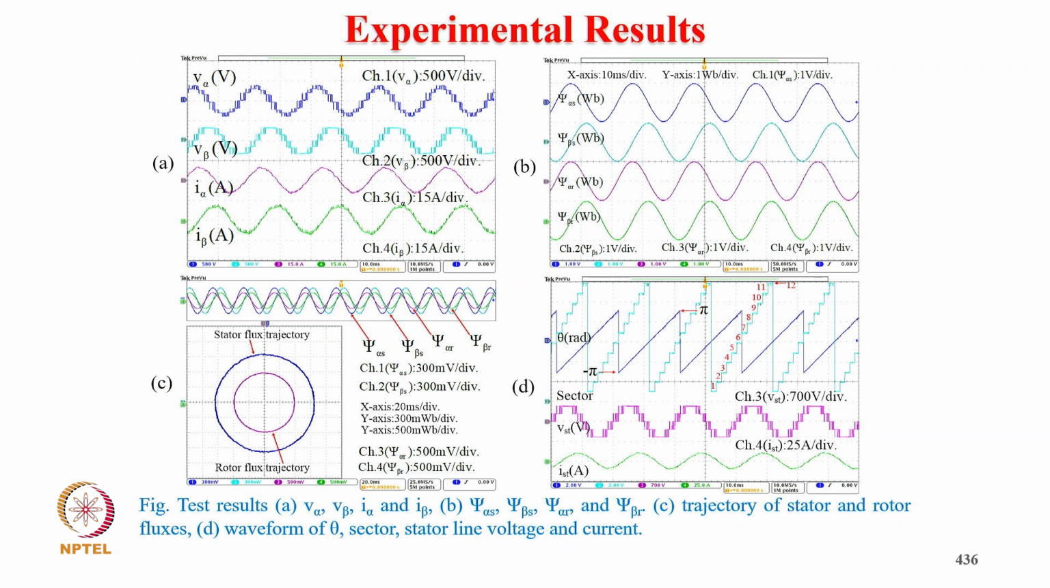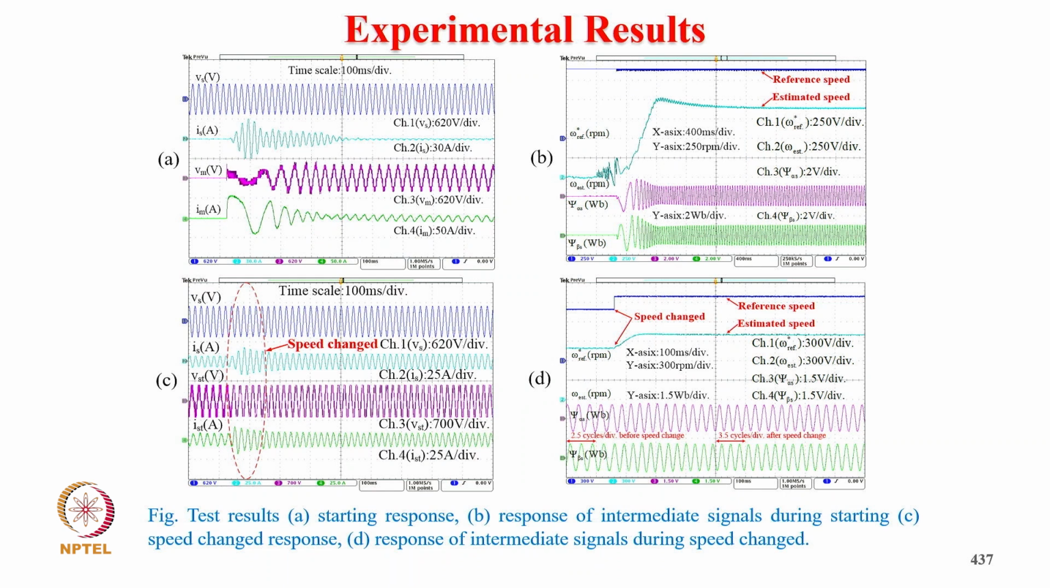And this is the case where you can see the supply voltage and alpha and beta currents, and the fluxes of stator and rotor are sinusoidal. You can see the stator flux and rotor flux trajectory showing a complete circle, meaning they are sinusoidal, and the stator current and stator voltage are sinusoidal, and the angle calculation. And this is the performance during starting, with supply voltage, supply current, motor voltage and motor current, and during speed change also, the supply voltage and supply current are sinusoidal, and motor voltage is below but close, and the motor current is close to sinusoidal.